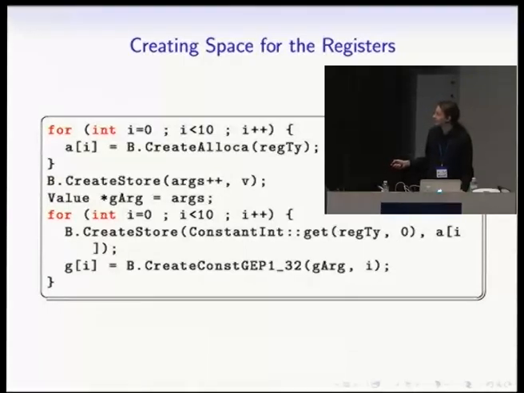We store, I've missed off the bit where we create an alloca for the V as well, but never mind. We store the first argument in V, and then for the next argument, we do this same thing. We then loop over these and store the value 0. So this is a constant integer of this type, value 0, in each of the A registers, and create one of these for each of the global registers.